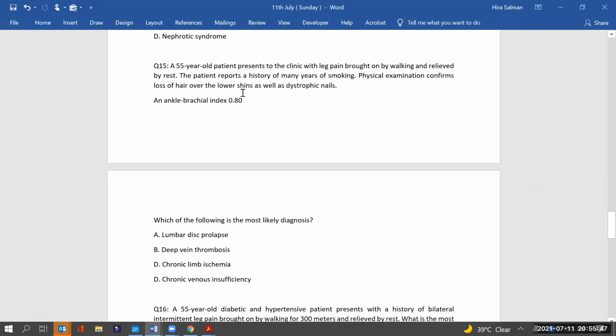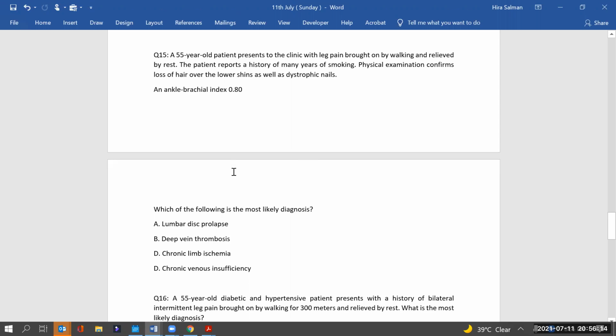Physical examination confirmed loss of hair over the lower shins. It's a very clear-cut question. Lower shins, no hair. Why no hair? Because there is prolonged ischemia because of the low blood supply. All the hair follicles, all the sweat glands, all the sebaceous glands are gone. As well as dystrophic nails of the feet. And ankle brachial index is 0.8. It's a very, very clear question pointing you towards choosing PAD.